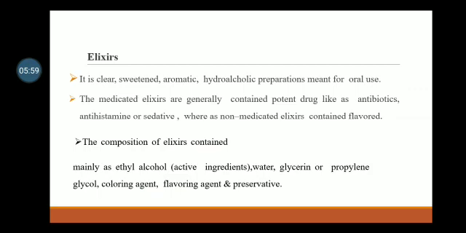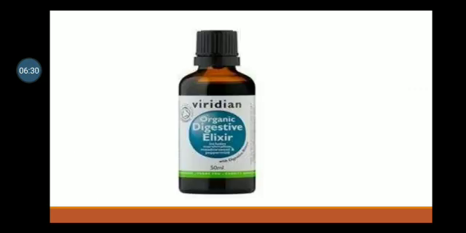The medicated elixirs generally contain potent drugs such as antibiotics, antihistamines, or sedatives, whereas non-medicated elixirs contain flavor. The composition of elixirs mainly includes ethyl alcohol, active ingredients, water, glycerin or propylene glycol, coloring agent, flavoring agent, and preservative. So this is one marketed preparation example of an elixir, pyridine, which is an organic digestive elixir.